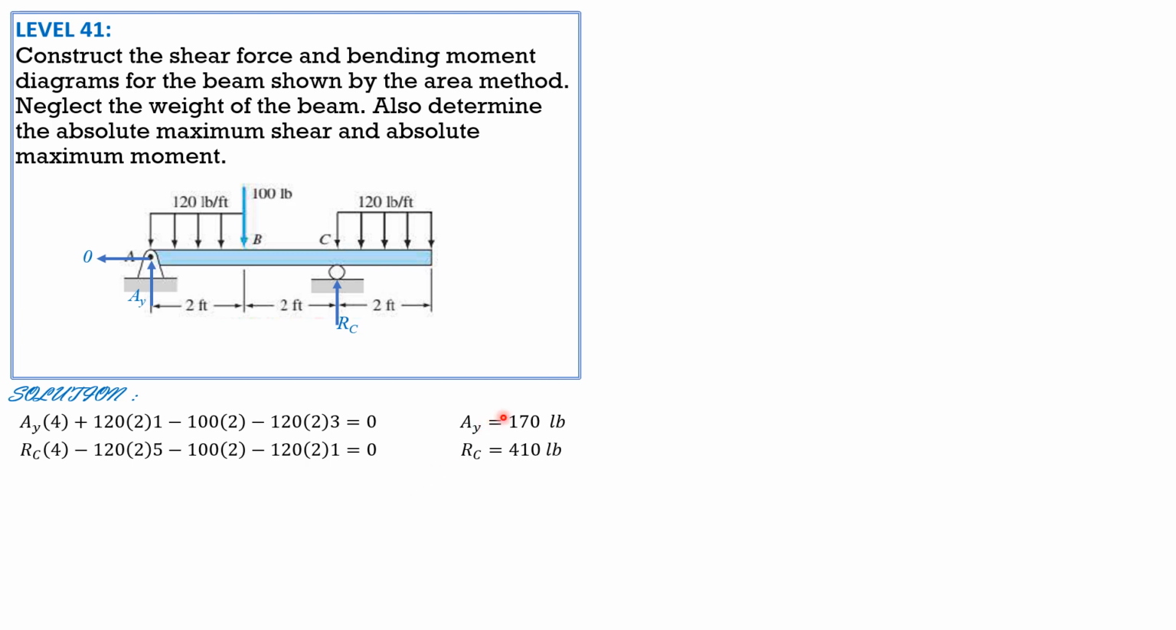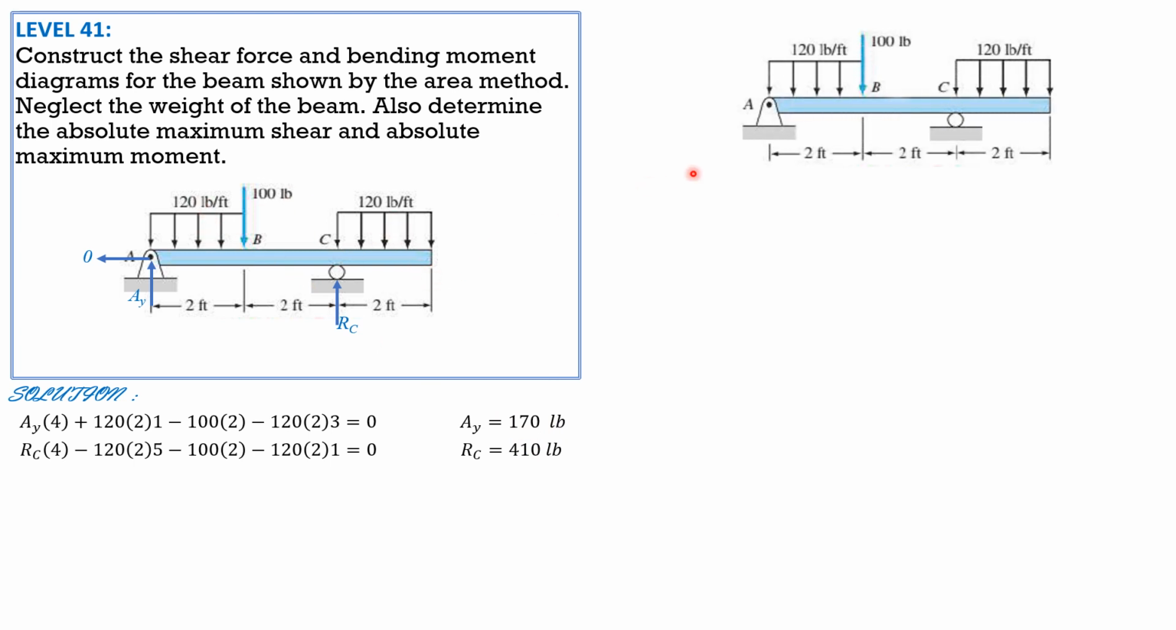So that makes it 580 pounds. The total load is also 580. So we are now ready to sketch the shear and moment diagrams. Let's put the reactions. AY 170 and R sub C is 410 pounds as shown. So first from 0 to 170 here.